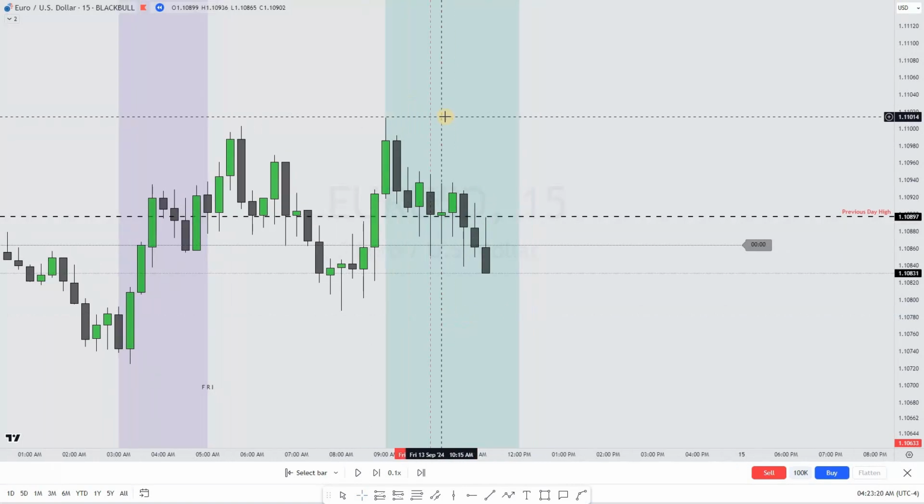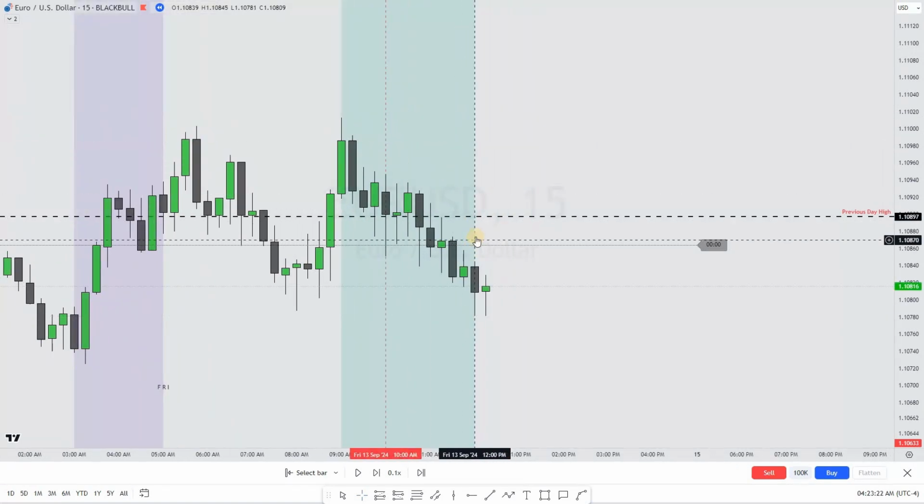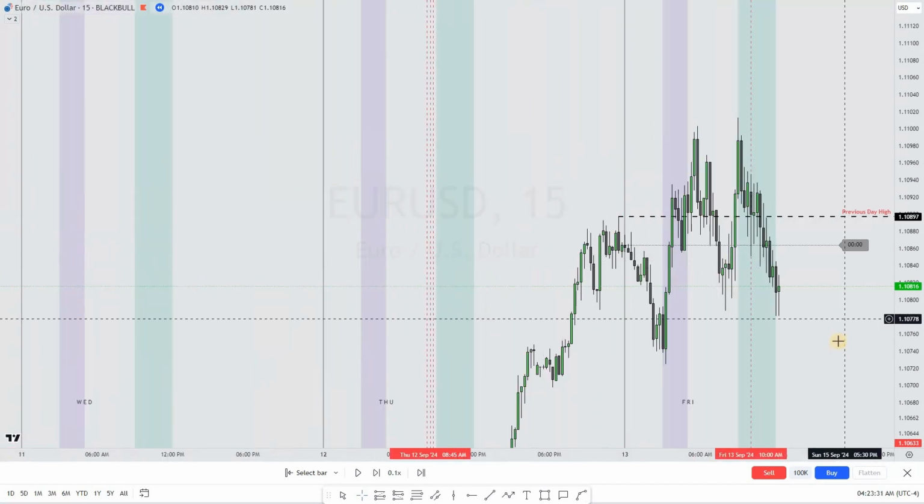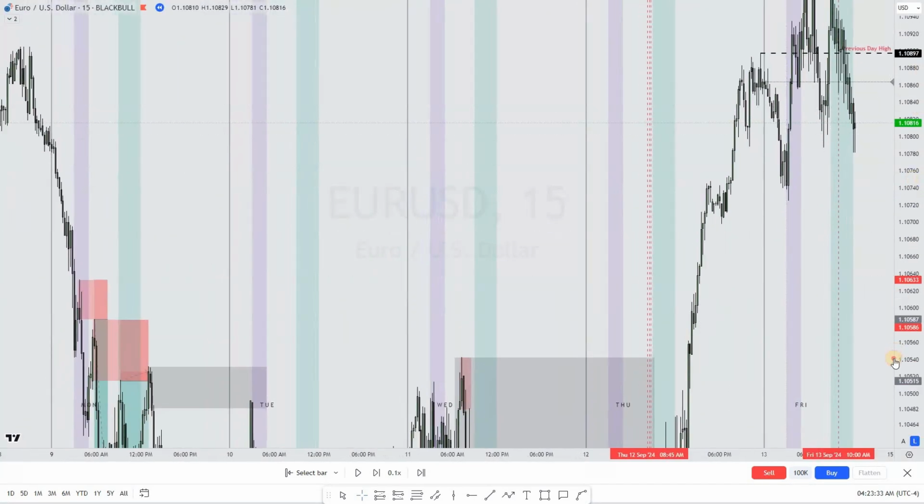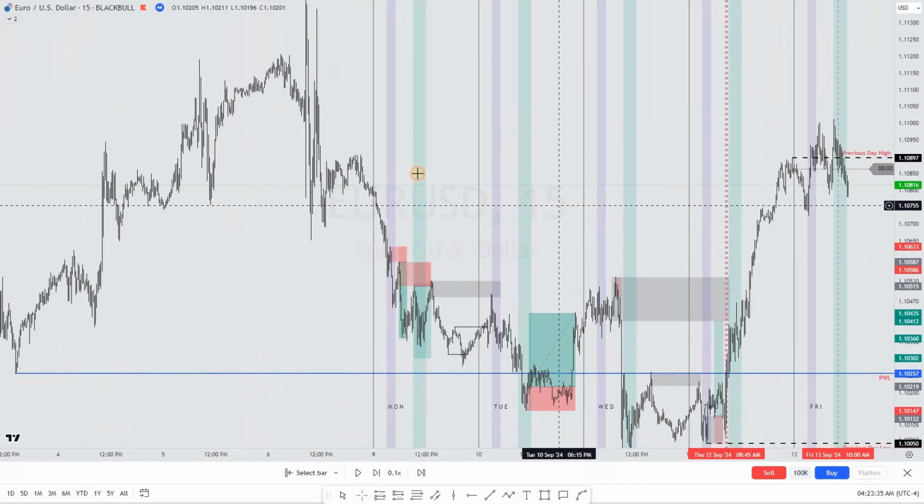So I waited until that session ended, and this was already at 12 p.m. After 12 p.m., I usually don't do anything, especially on a Friday. So this was how my trading week ended. It was not a bad week. It was not a great week. It was an okay week.